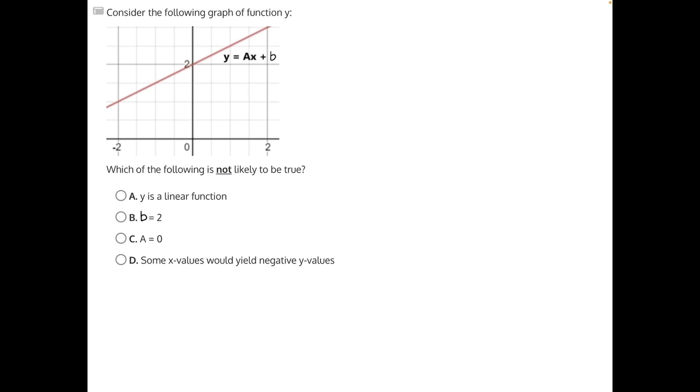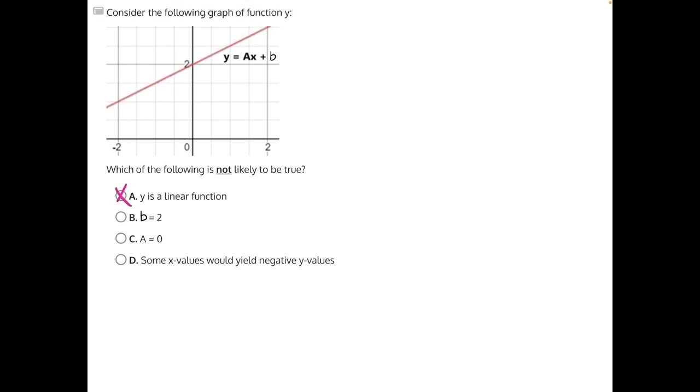A says y is a linear function. This is true because we not only have a straight line that is going into infinity in both the positive and negative direction, but if we look at our equation, our x variable, our input variable, is just to the first power, which is indicative of a linear function. If this were ax squared or ax cubed, we would definitely not have a linear function, and A would be the right answer. But in this case, it's a true statement, so we can eliminate answer choice A.